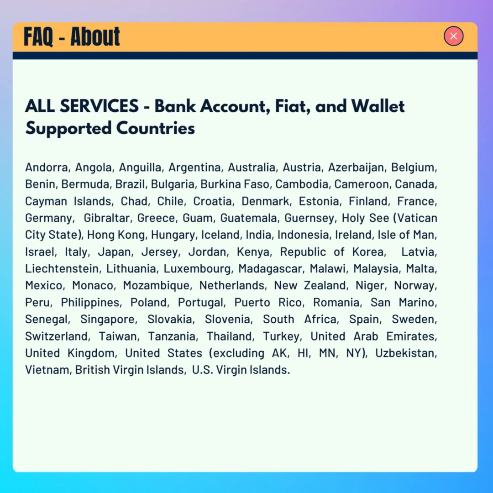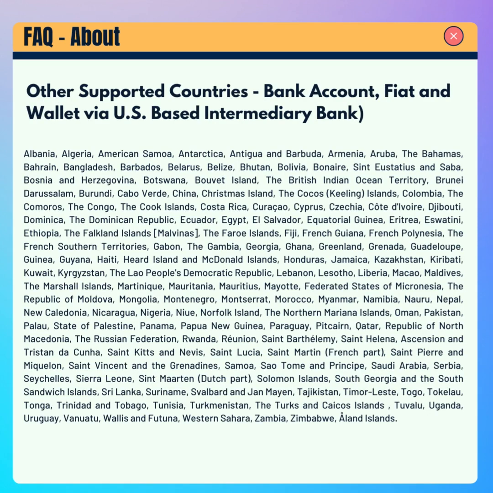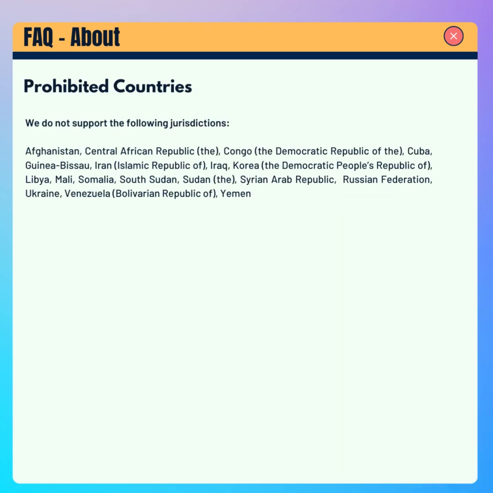If you aren't in these countries, so if you're in what they consider other supported countries, then you could still use Banana Crystal, but you're going to need to use an intermediary bank that is based in the United States. And chances are, if you live in one of these countries, you are very familiar with using a US based intermediary bank. And then we do have prohibited countries where, just based on laws and rules, we're unable to work with.